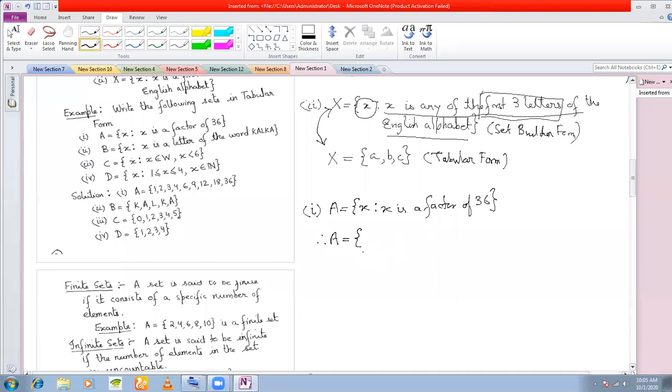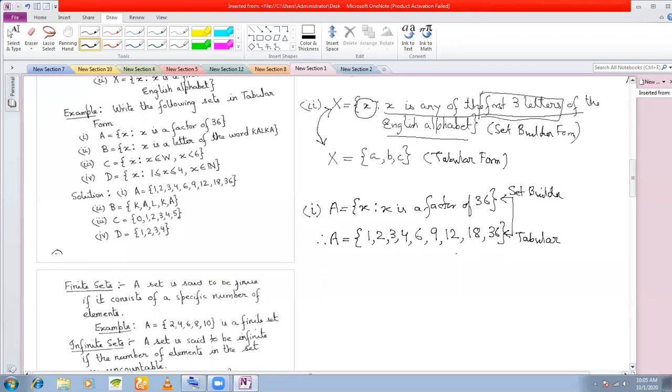What are the factors of 36? 1 is a factor, 2 is a factor, 3 is a factor, 4, 6 is a factor, 9 is a factor, 12 is a factor, okay, 18 is a factor, and finally 36 is a factor. So same set written in two different ways. This way is your set builder form, which was given in the question, and this is your answer. You have expressed the set in tabular form.